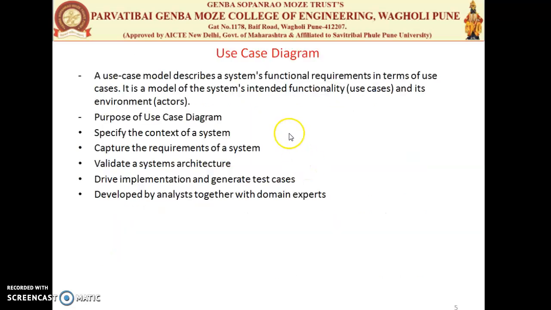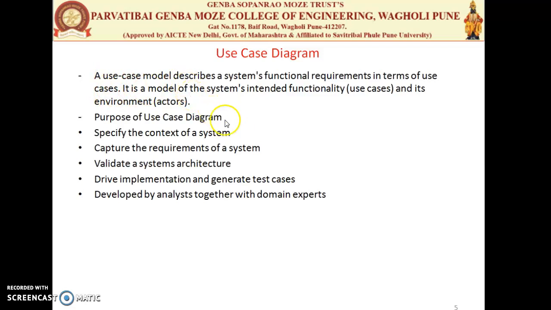In the previous session, in the first unit, we have seen the use case diagrams, but in this one we'll go very basically through all the use case items, the relationships, the actors and everything. So, starting with the use case. The use case model describes the system's functional requirements in terms of the use cases.